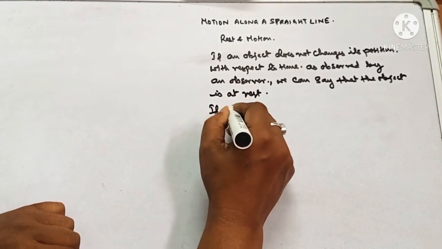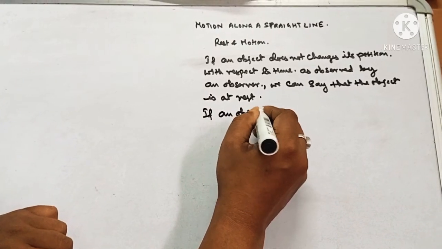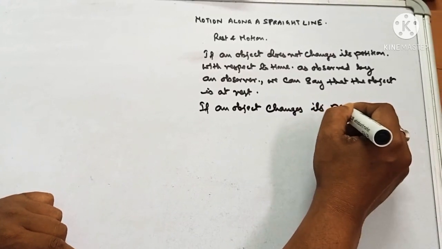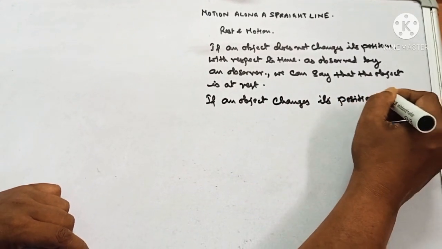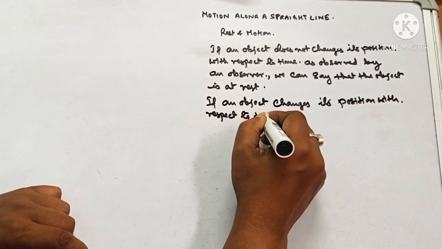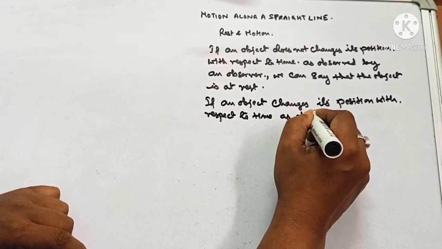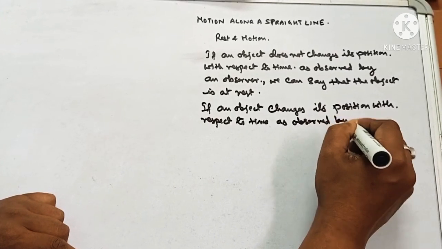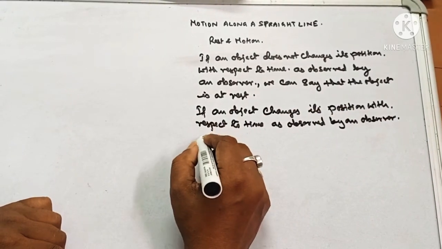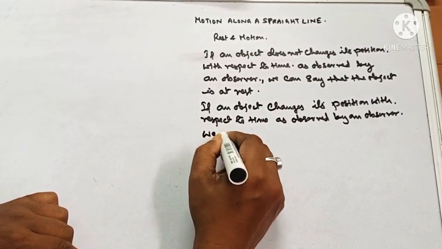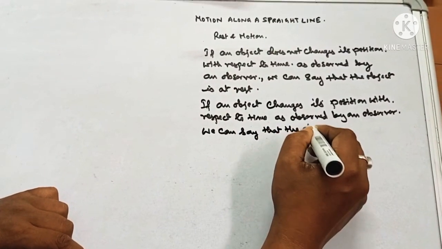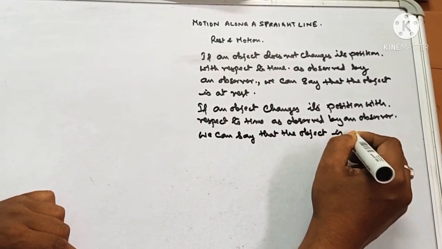Similarly, if an object changes its position with respect to time as observed by an observer, we can say that the object is in motion.